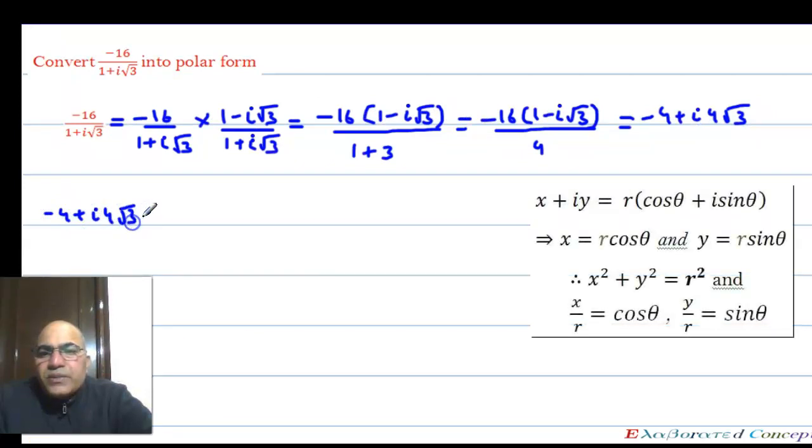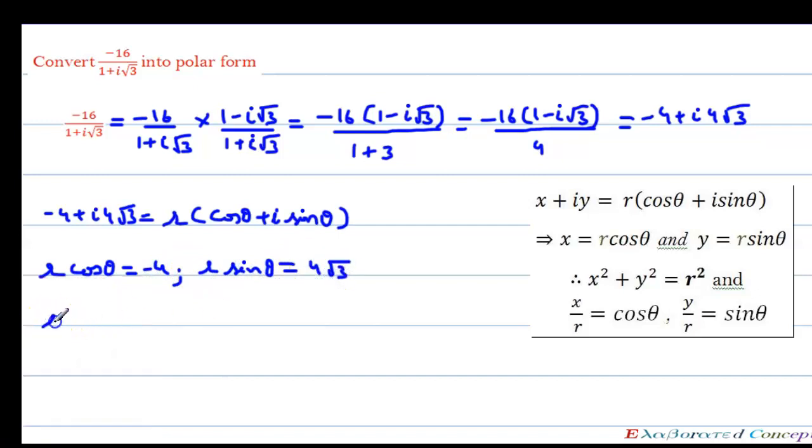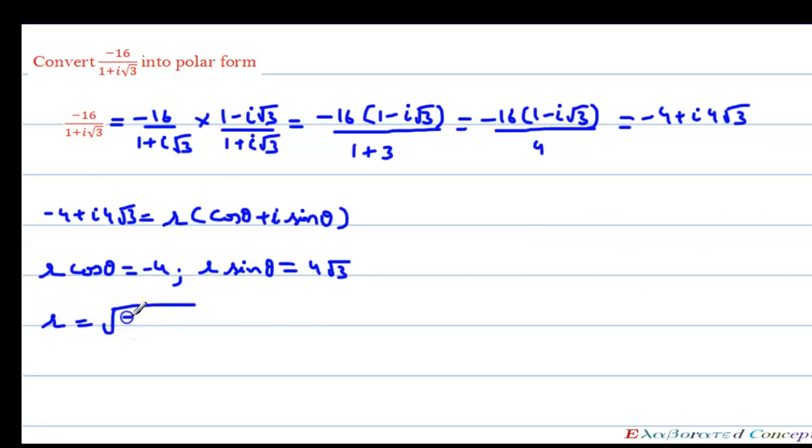Now we write its polar form as r times (cos theta plus iota sin theta). Comparing real and imaginary parts, we get r cos theta equals minus 4 and r sin theta is equal to 4 root 3. r equals square root of (minus 4) square plus (4 root 3) whole square, which is equal to square root of 16 plus 48, which is 64, and it is equal to 8.